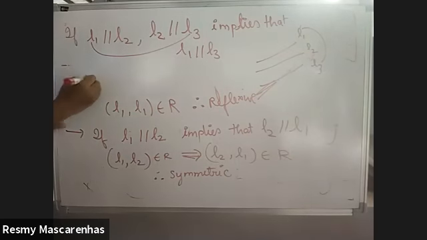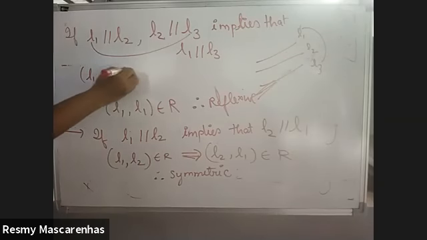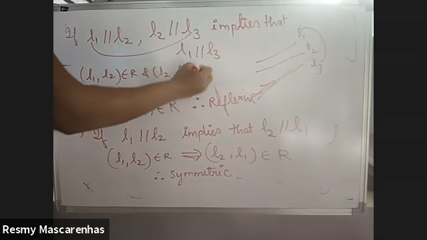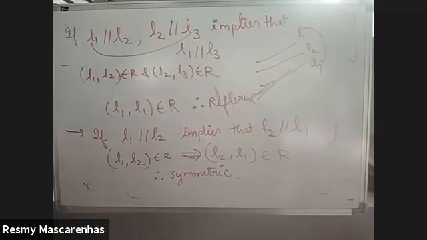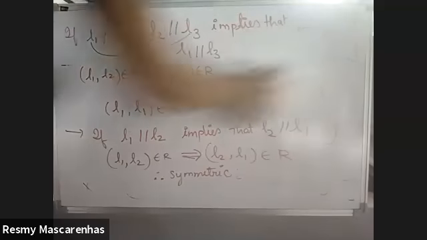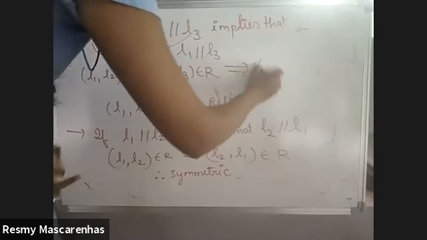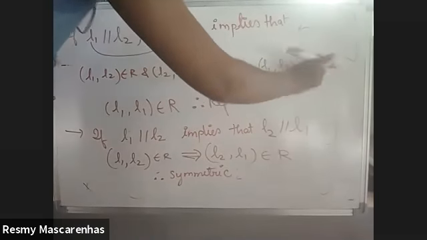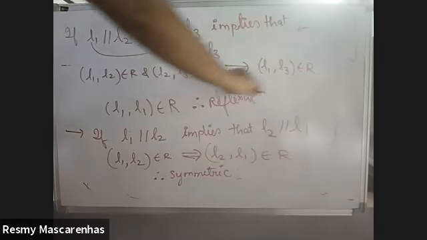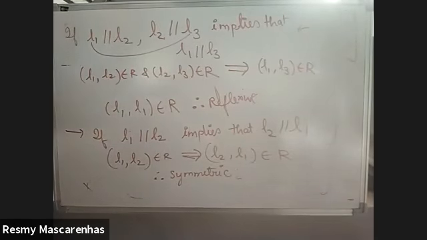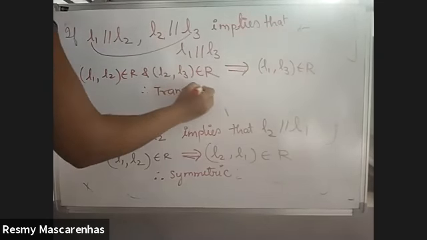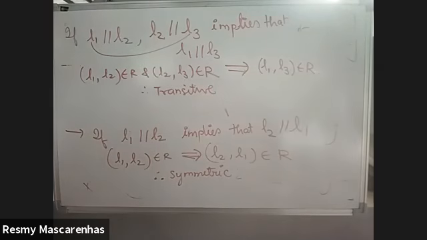So, L1 comma L2 belongs to R and L2 comma L3 belongs to R, implies that L1 comma L3 belongs to R. So this is important to write. Therefore, transitive. So this is a fixed format which you will follow this way.